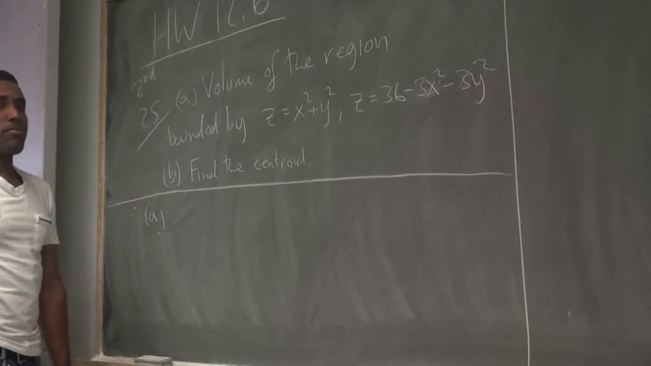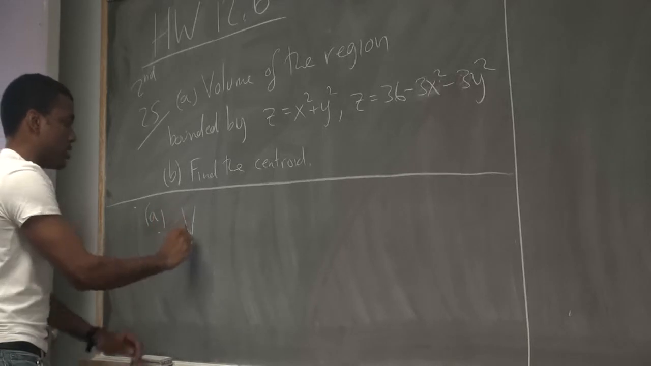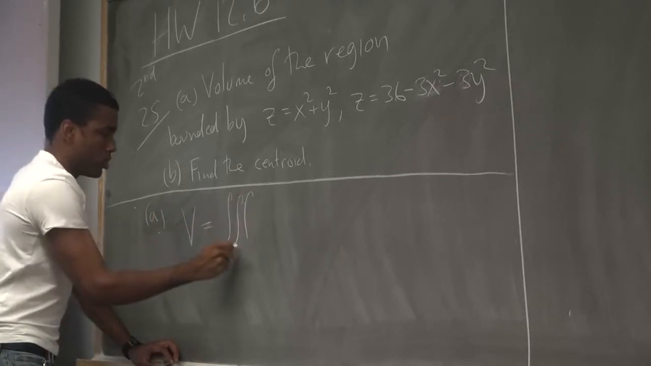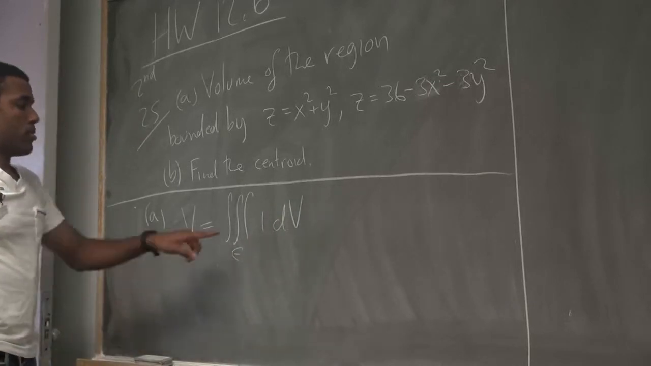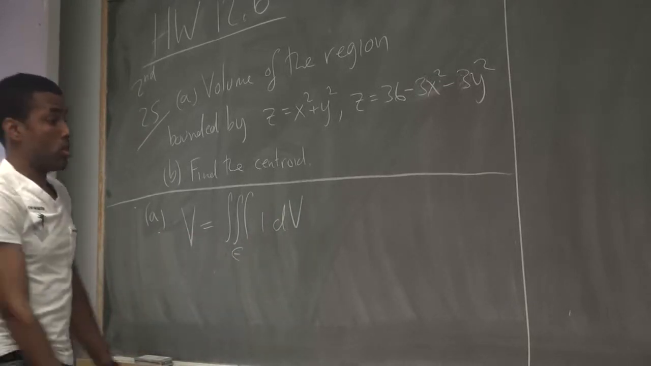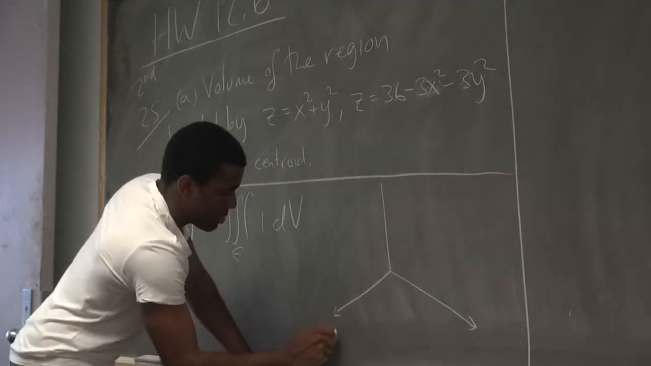Okay, how do we find volume? We're in the triple integral section, so volume is the triple integral of 1 dV. Now we have to figure out how to set this up, so we can actually draw a picture of what it looks like.